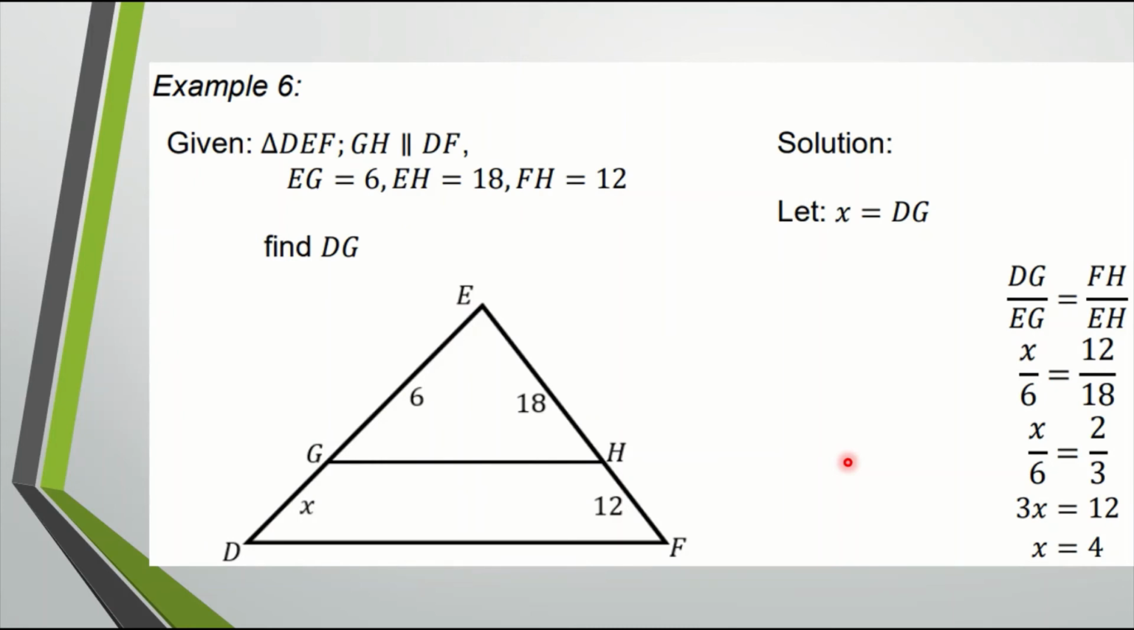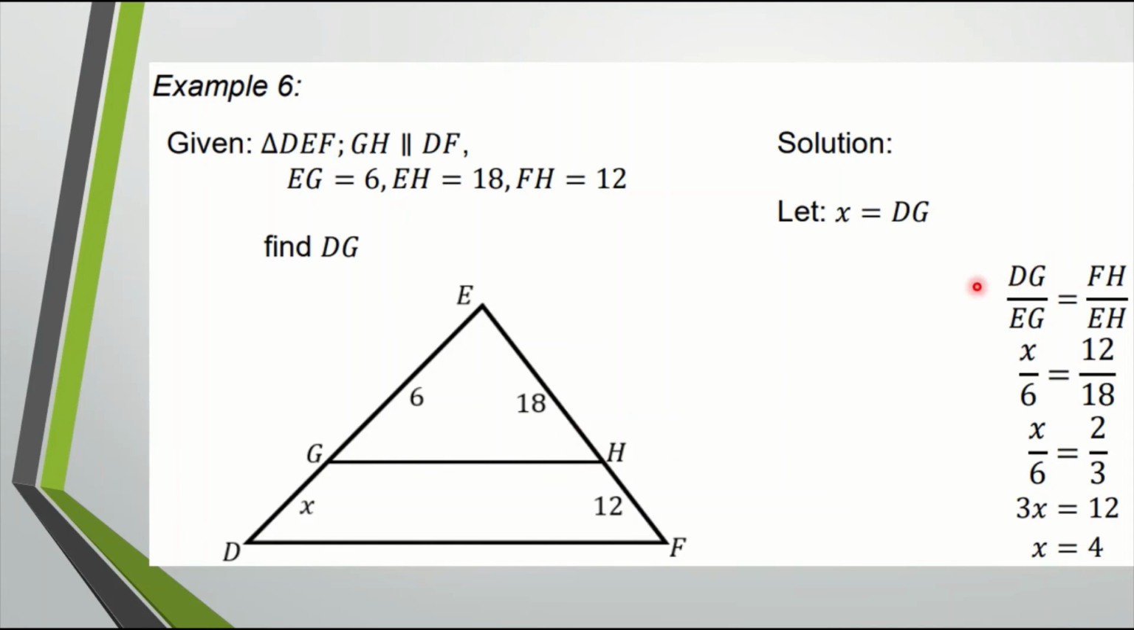Example tayo. Triangle DEF, DH is parallel to DF, where EG is 6 and AH is 18, where FH is 12. Find DG. So, ang hanapin natin ngayon is ito. So, meron tayo nito, ito, tsaka ito. Meron tayong upper left, upper right, tsaka lower right.